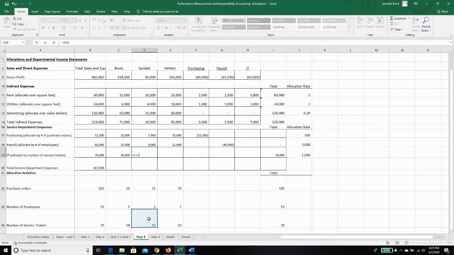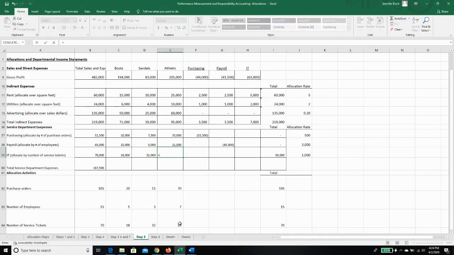Sandals opened 32 service tickets. They are really very technically inept, aren't they? Or maybe they just have more complicated equipment, computer programs for Sandals. Or maybe it's just sandal season, right? Maybe it's spring and they're doing a lot more business, so they have a lot more troubles. So 32 service tickets times $1,000 a service ticket. They're going to get $32,000 of IT costs.